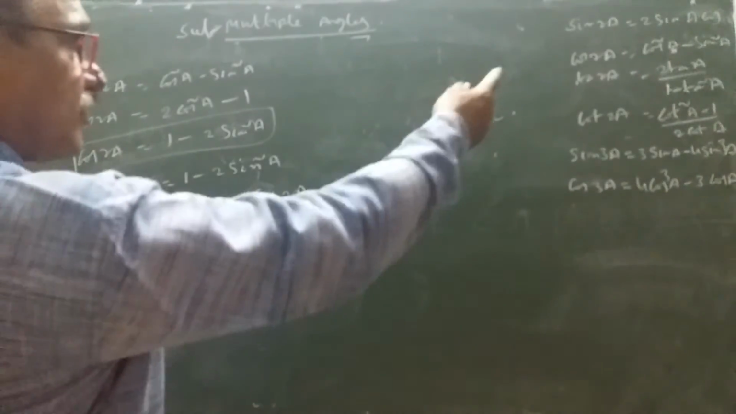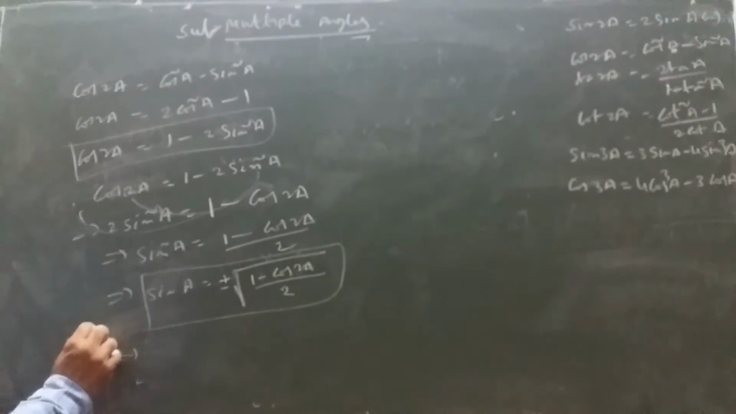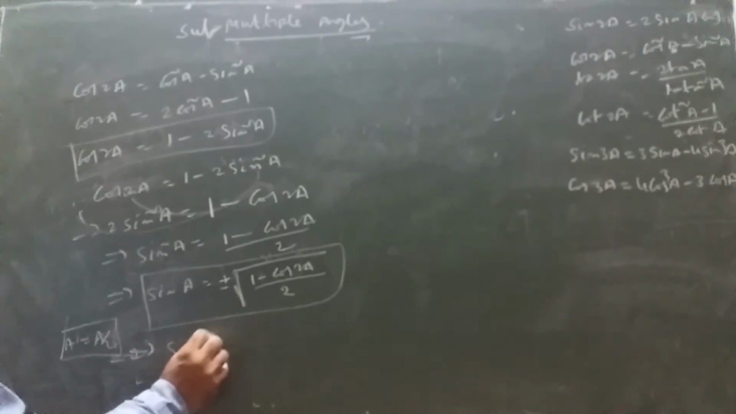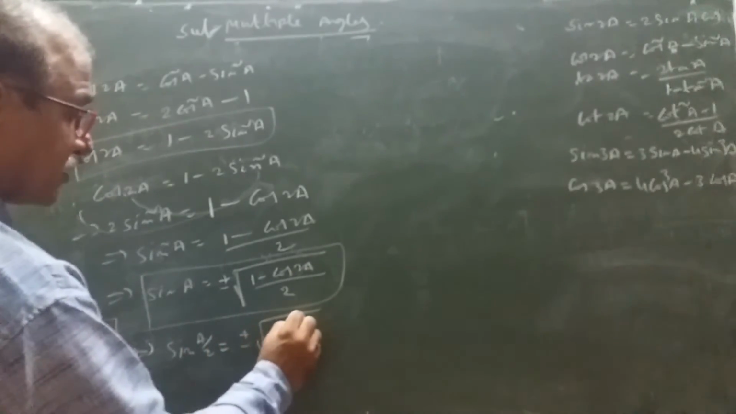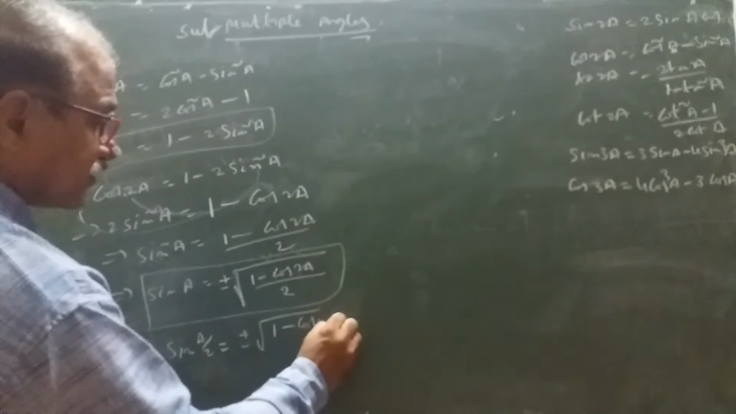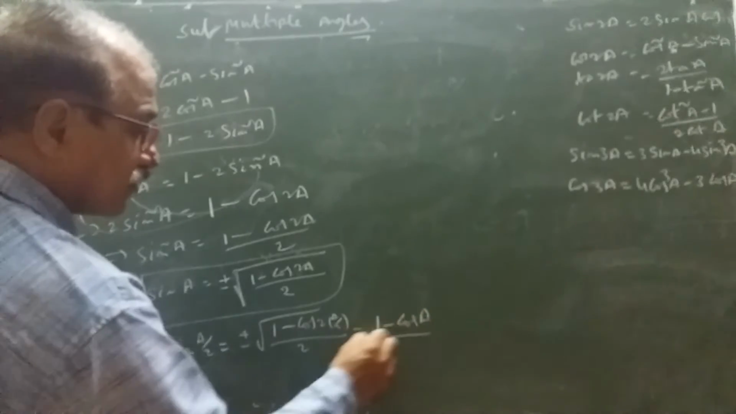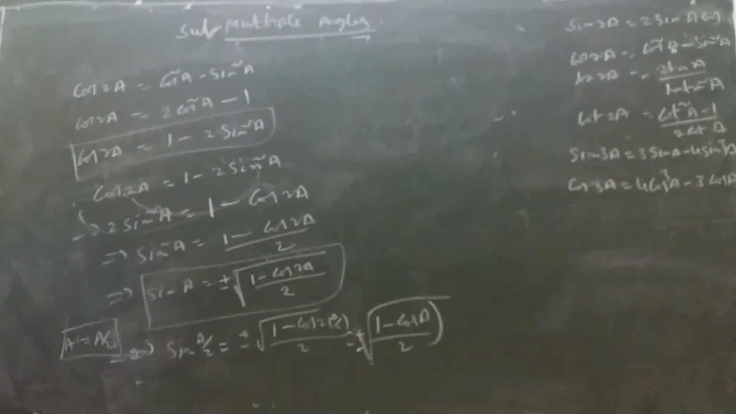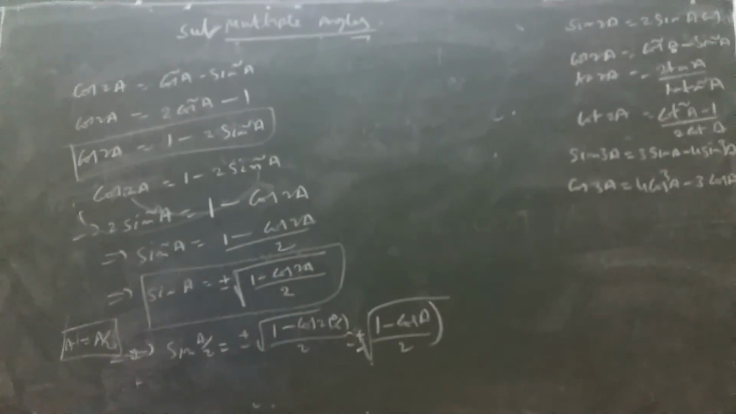Similarly, instead of A, if A is equal to A by 2, it will become sin A by 2 is equal to plus or minus root of (1 minus cos 2 into A by 2) by 2, that is, plus or minus under root of (1 minus cos A) by 2. Okay, in this way we can also prove cos A in terms of cos 2A by using the formula.